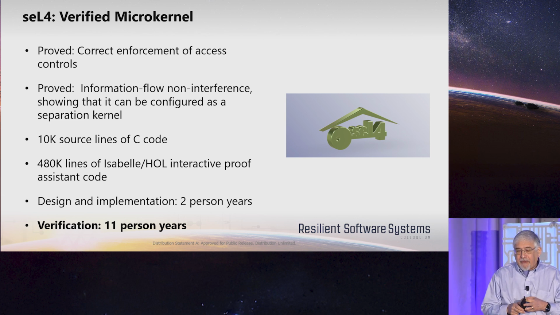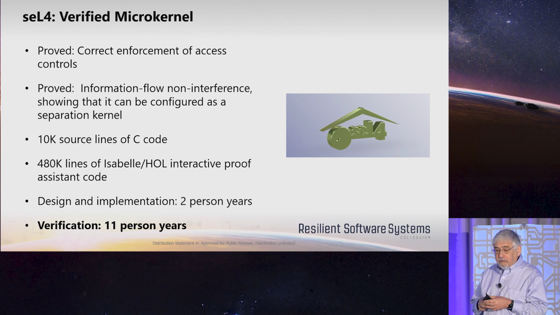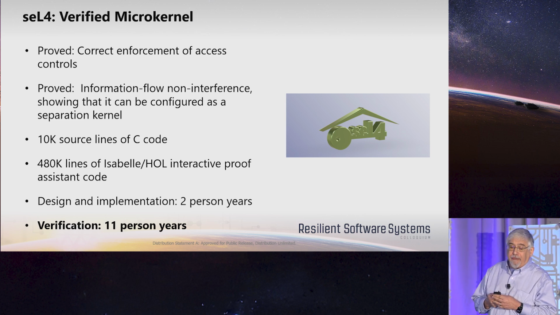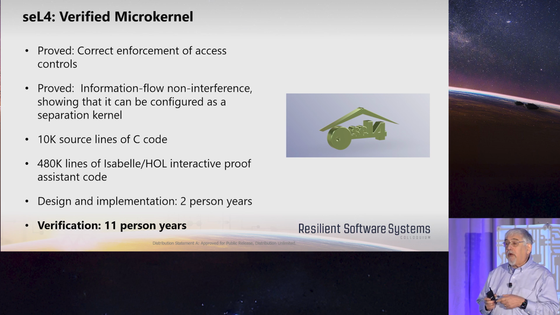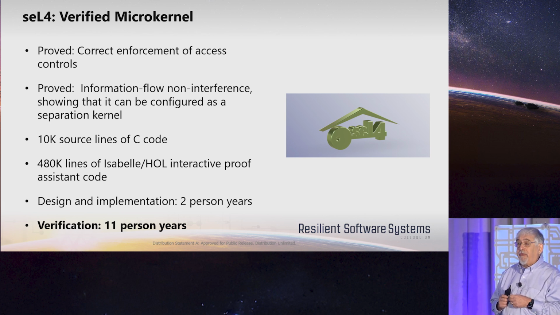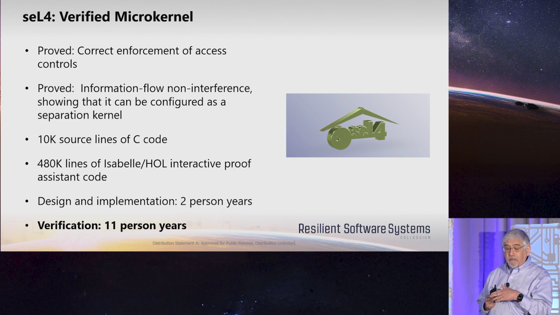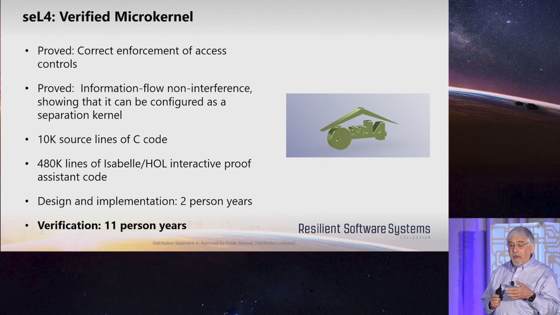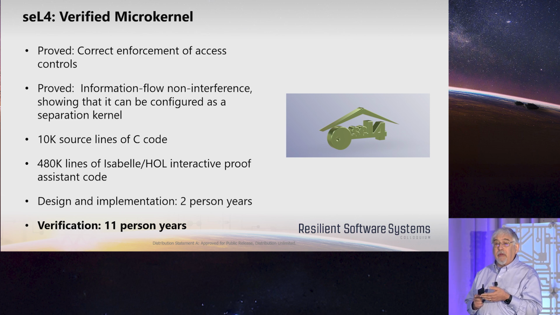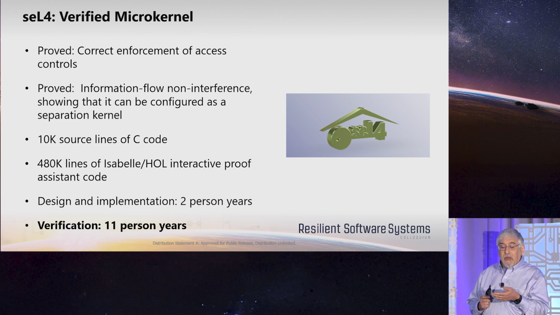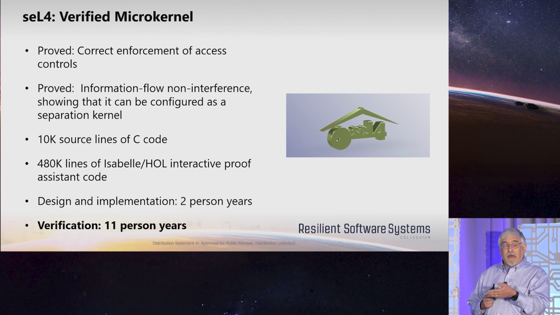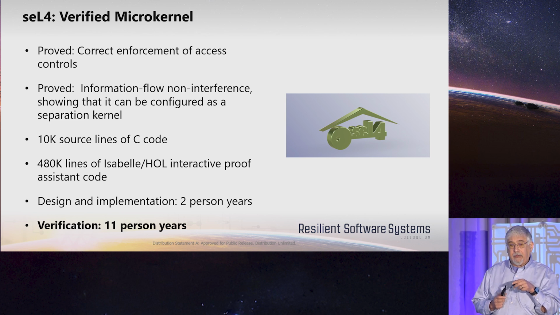Now, as I said, separation kernels are typically small. seL4 is about 10,000 lines of code. But it's accompanied by 480,000 lines of proof code. This is guidance to an interactive proof checker. The design and implementation of seL4, the initial implementation, was 2 programmer years. The verification effort was 11 years of PhD-level formal methods experts. And you look at that, that ratio is rather striking.